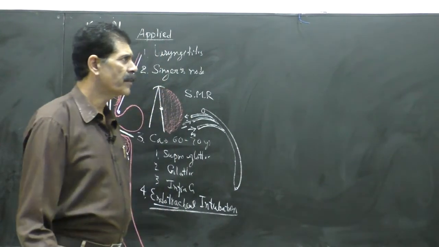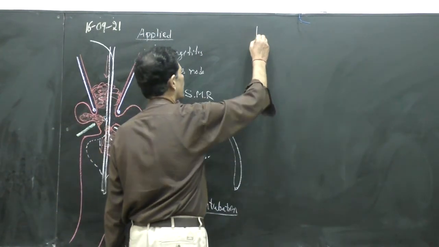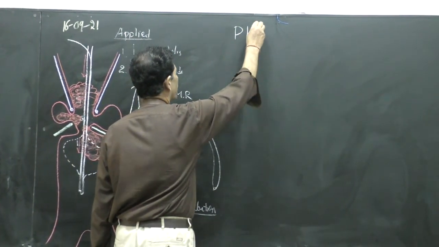After finishing with the larynx, we start with the new chapter, the last part of the head and neck, which is the pharynx.